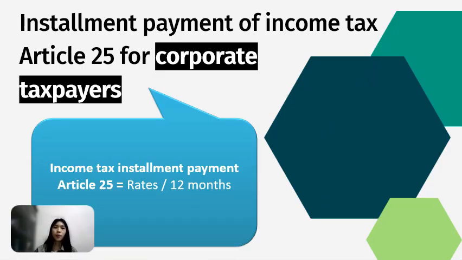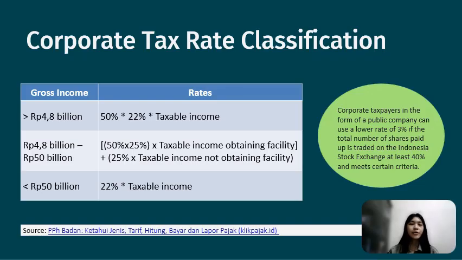Next is the installment payment of income tax Article 25 for corporates. We can calculate with the rates divided by 12 months. So here's the classification for the corporate tax rate. The first one, if the gross income of the corporate is less than 4.8 billion, the rate is 50% multiplied by 22% multiplied by taxable income. And the second type is when the gross income is 4.8 billion until 50 billion.